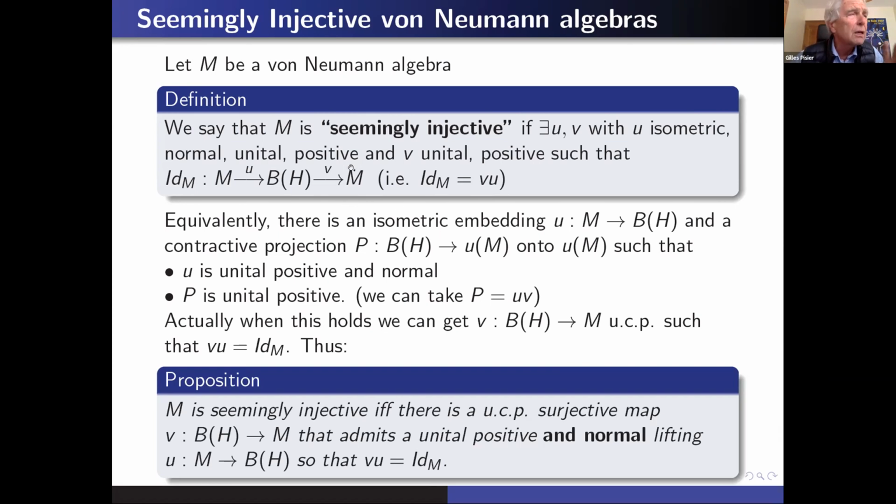So V can be the best type of maps, there's no problem, but U remains just unital positive. Okay, we can do that. That doesn't change the projection. The projection, you see, the projection is UV. So since U is bad, the projection is still bad.